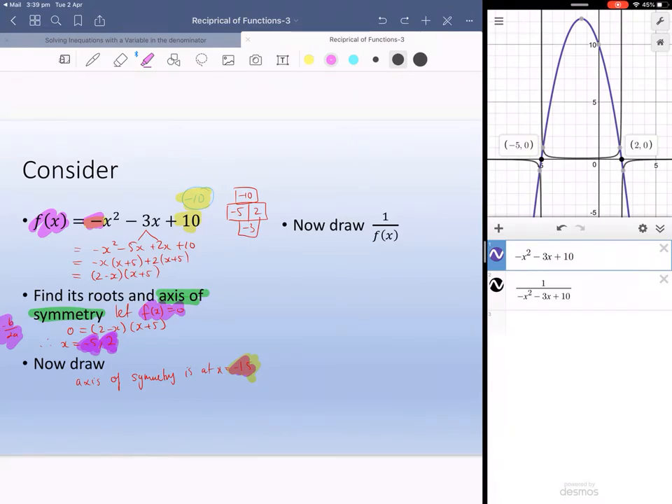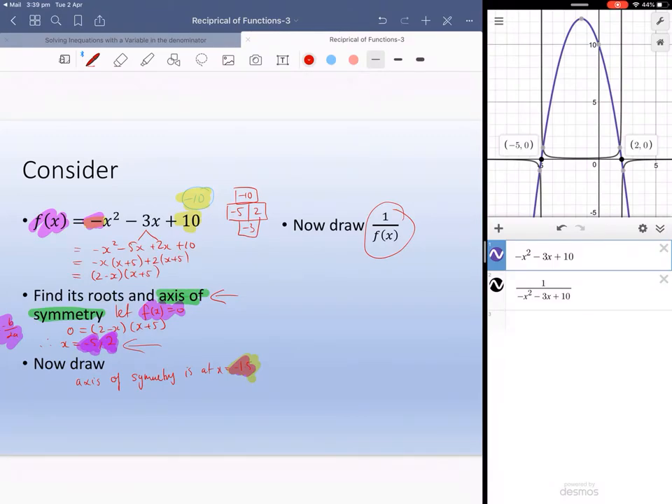So the asymptotes of the original function's roots are the original function's roots. That did not make sense what I just said. Essentially, the roots of the original function, if we put it 1 over f of x, they become the asymptotes. Now, that's the most important thing that you can take away from here.